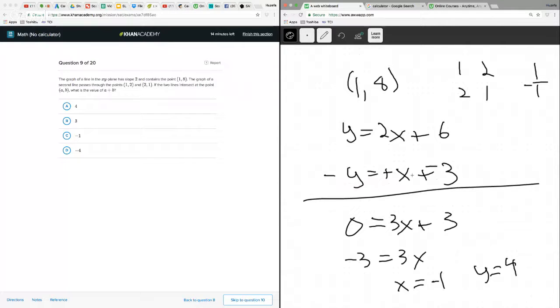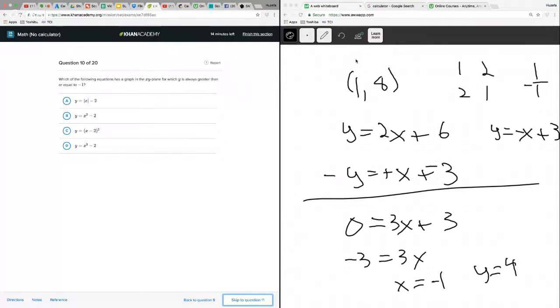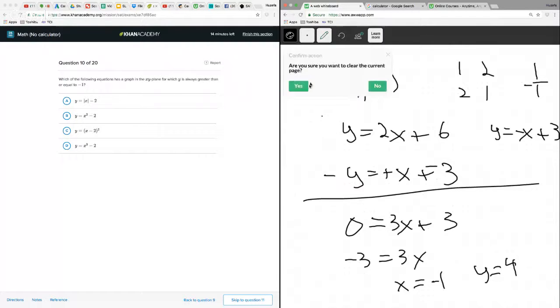So are they intersecting? Let's go back to this equation. I said y equals negative x plus 3, so negative negative 1 plus 3 is 4. Yeah, it works for both equations. Okay, so the intersection is (-1, 4), which is (a, b). Negative 1 times 4 is negative 4. Okay. Yikes. It was just intense.